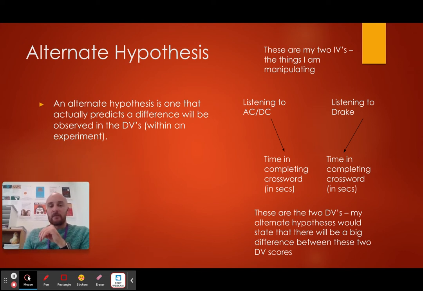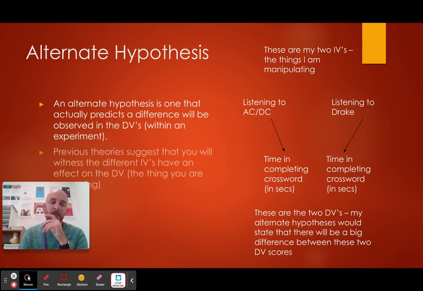Now, to make it a little bit easier, I guess, or not really, I'll read this out, but an alternate hypothesis is one that actually predicts a difference will be made in the DVs. So basically, another way to write this down, and the way I would recommend you write this down, is that an alternative hypothesis predicts that the IV will impact the DV. I'll say that again, even though it's a video. An alternate hypothesis suggests that the IV will actually have an impact on the DV.